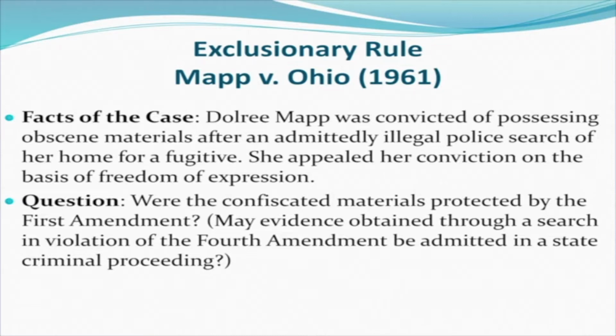Dory Mapp's house was searched without a warrant, and she was convicted for the possession of obscene materials. She appealed her conviction on two grounds. First, she claimed that her freedom of speech was violated, and the obscene materials she held should not have been introduced into evidence in a criminal trial because they are protected by the First Amendment. Her second defense was that because her house was searched without a warrant, any evidence seized should be dismissed.